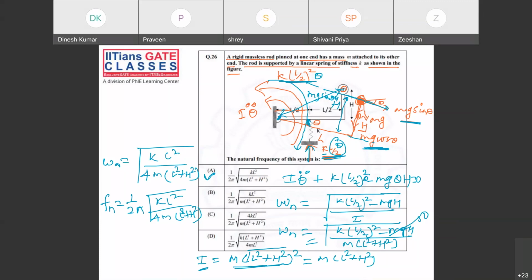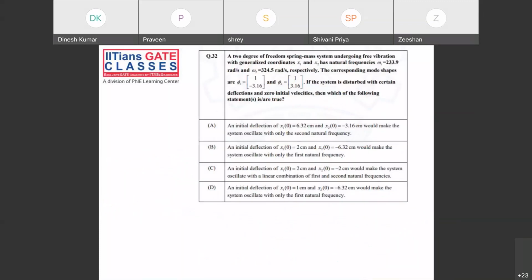Now come to the last question, which is still not solved by many people, or many people are finding an issue in this question. It's a very simple question. You guys can solve this question quickly. I will give you a hint on how you can solve it quickly.